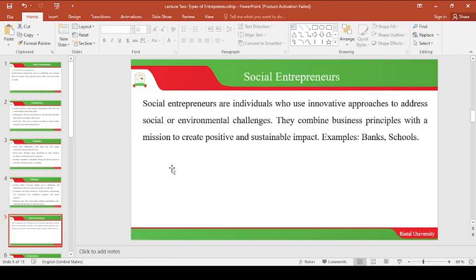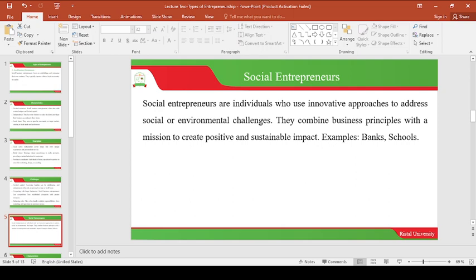The next slide we're looking at now is the social entrepreneurs. The first one was the small scale entrepreneurs, but now we are looking at the social entrepreneurs. Social entrepreneurs are individuals who use innovative approaches to address social or environmental challenges. They combine business principles with a mission to create positive and sustainable impact.